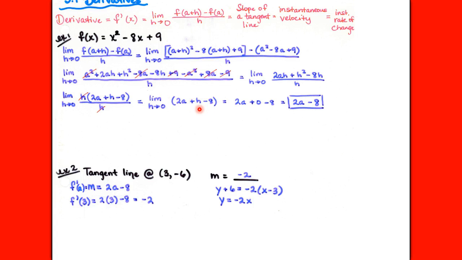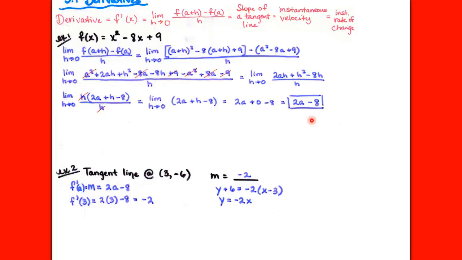That would give me 2a plus 0 minus 8. And notice again, we've copied our limit notation all the way through until we actually put 0 in for h, and then we don't use our limit notation any longer. And so that gives us 2a minus 8. So the derivative of x squared minus 8x plus 9 would be 2a minus 8, or I could use any variable there. It could be 2x minus 8, or 2y minus 8, or whatever they happen to want me to use. So 2a minus 8 is our derivative.